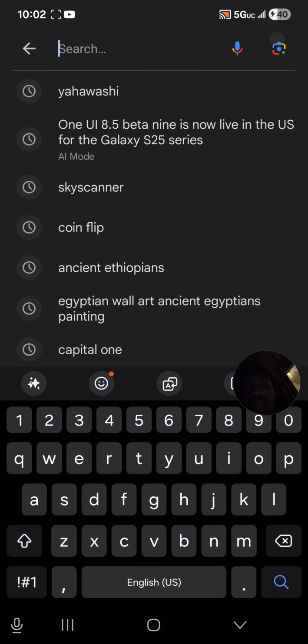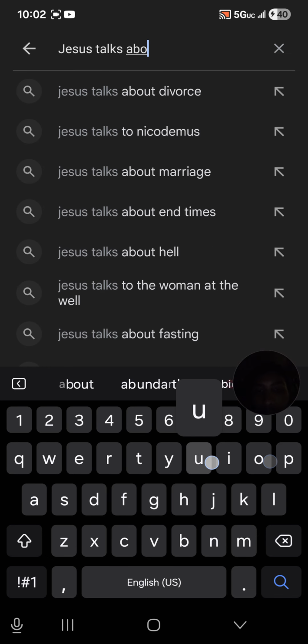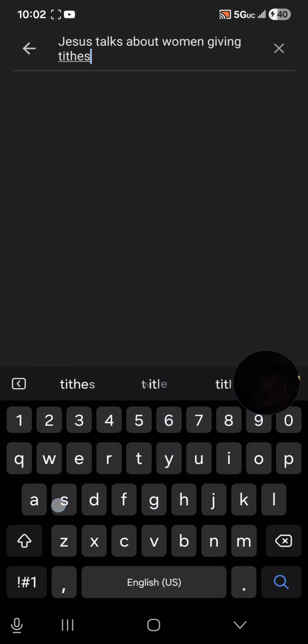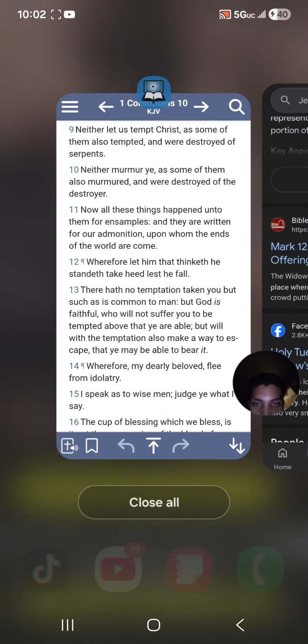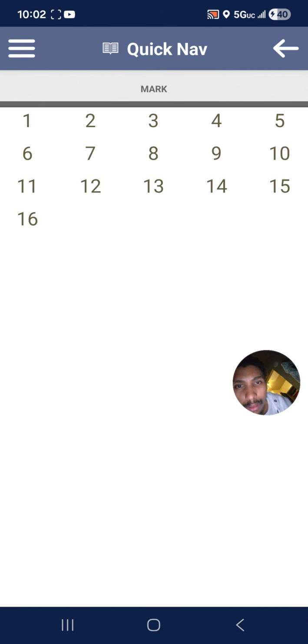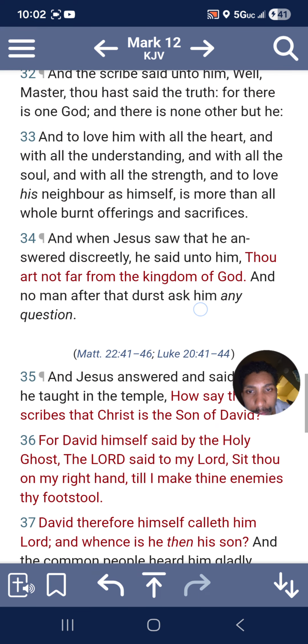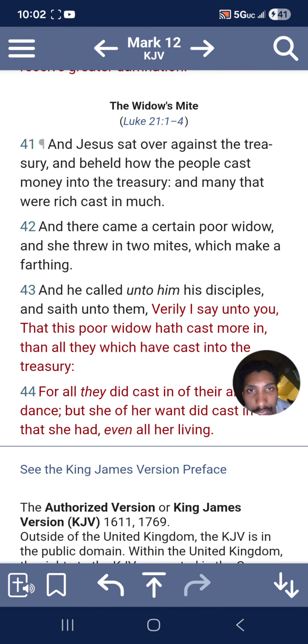But I want to deal with the woman given. That's Mark 12, the widow's offering. That's the subtitle, the widow's offering. So we're going to go into Mark chapter 12 and verse 41. The subtitle is the widow's mite. I believe this word mite means offering. Double check.